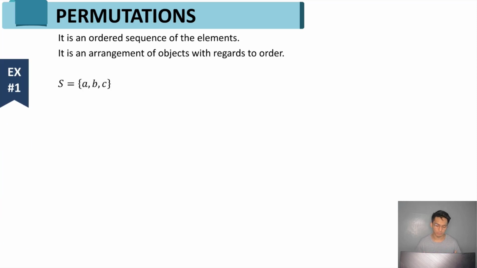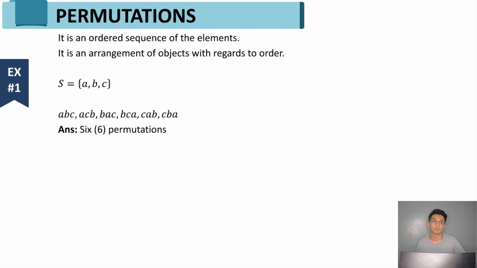So, example number 1, we are given a sample space of A, B, and C. So, ayan, ito yung ating mga elements. We have A, B, and C. Kung alamin natin yung permutation gamit yung sample space na to, so, ayan yan, yung kanyang sequence ng elements na magkakasunod-sunod niya. We have ABC, ACB, BAC, BCA, CAB, CBA. Ibig sabihin, meron tayong 6 na mabubuong permutations out of the sample space natin na A, B, C. So, the answer, for example, number 1 ay 6 permutations.